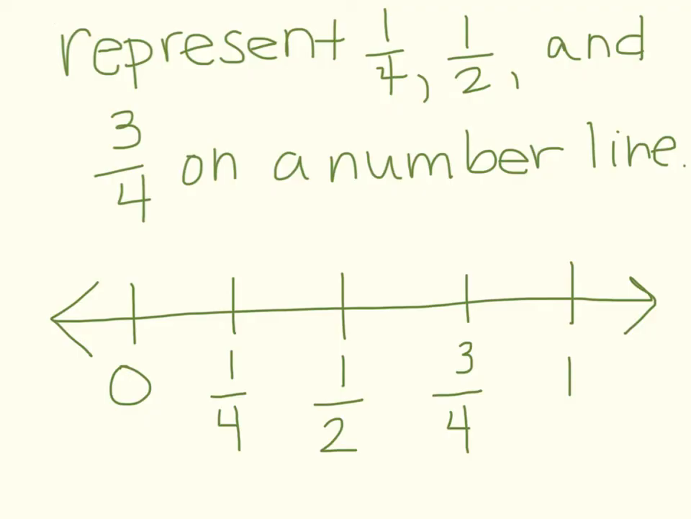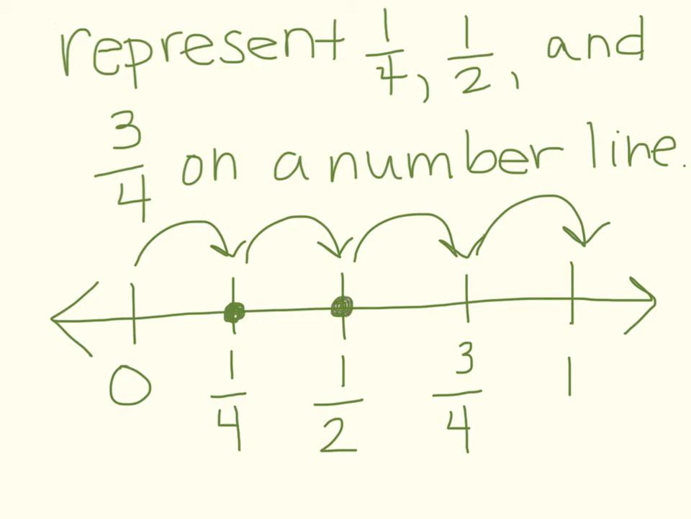So we've broken the space between 0 and 1 into 4 equal parts, moving from 0 to 1/4, 1/4 to 1/2, 1/2 to 3/4, and 3/4 to 1 whole. To represent the 1/4, 1/2, and 3/4, I'll draw the solid dot that shows these are the numbers we're including in our set.